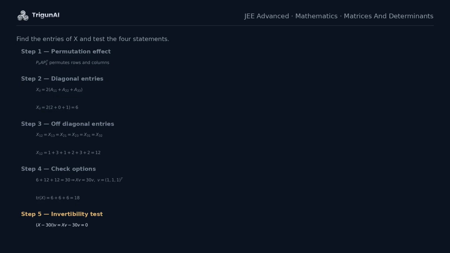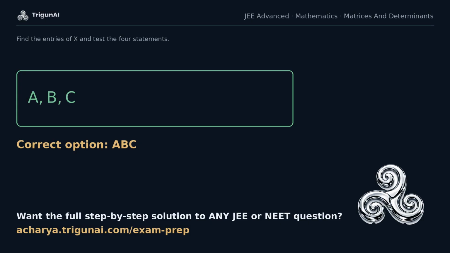30I is singular, not invertible. So option D is false. The correct statements are A, B, and C.